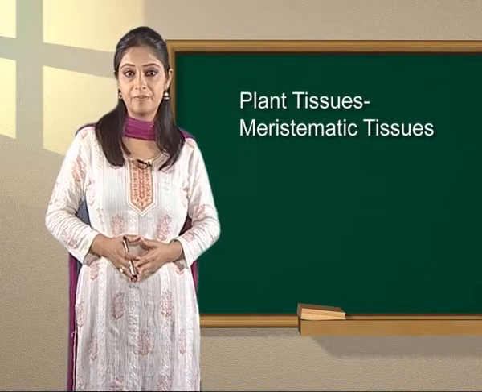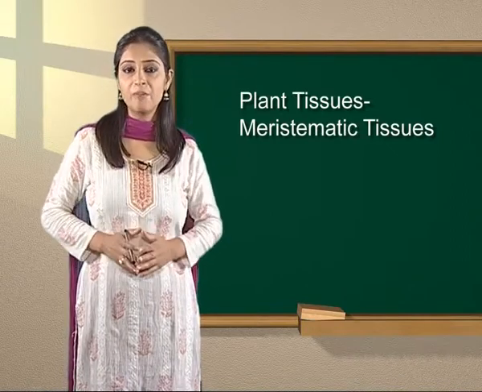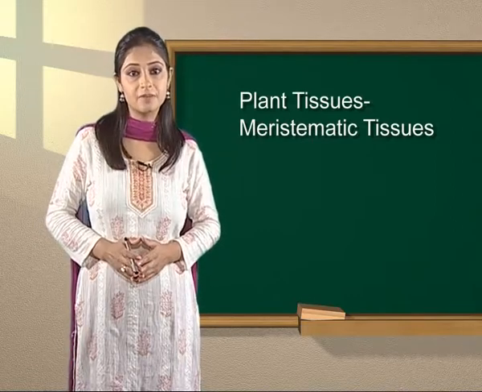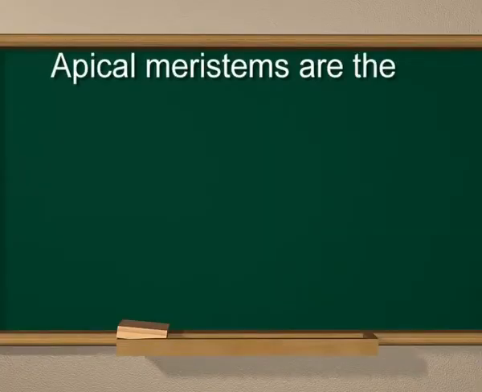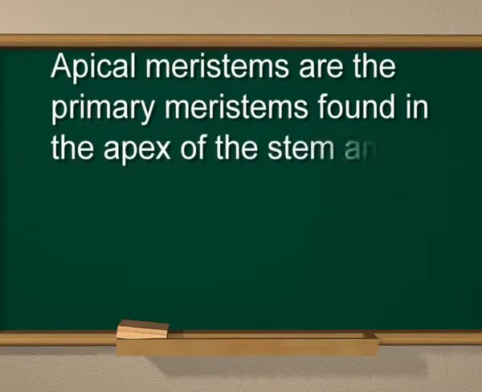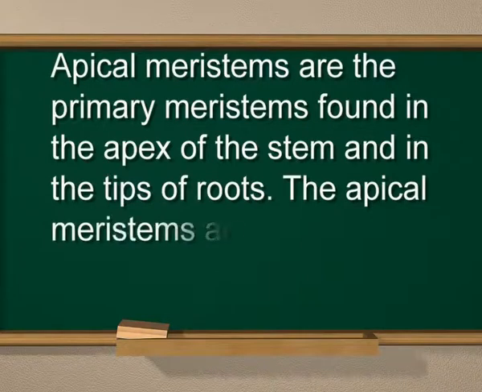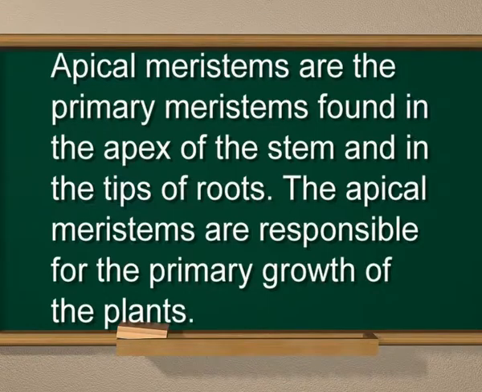Next question: what are apical meristems? Which type of plant growth does this meristem promote? The answer is, apical meristems are the primary meristems found in the apex of the stem and in the tips of roots. The apical meristems are responsible for the primary growth of the plants.